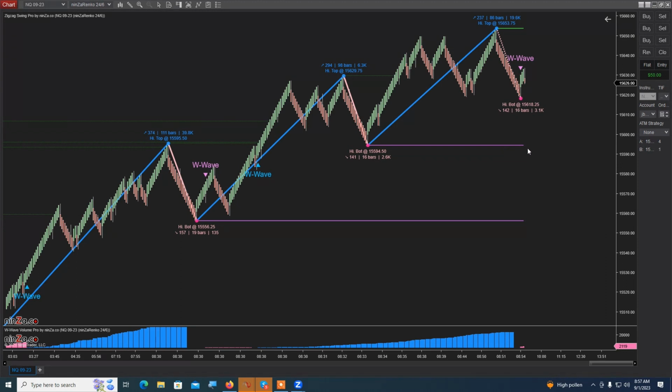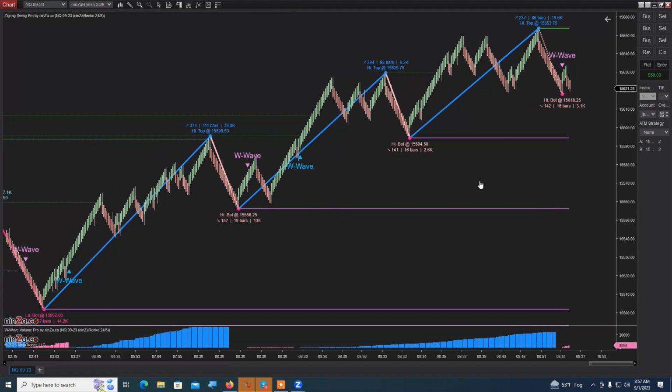So waiting for retracements, not interested in any short trades as of right now. We have too many pivots to test. So first of all, I would like to see a test of this, possibly even a test of this. So you see how beautifully Zigzag Swing Pro identifies these levels. So in real time, this really helps give me an idea of what I want to look for. So we're going to wait.